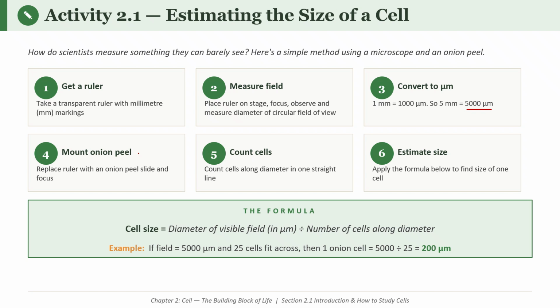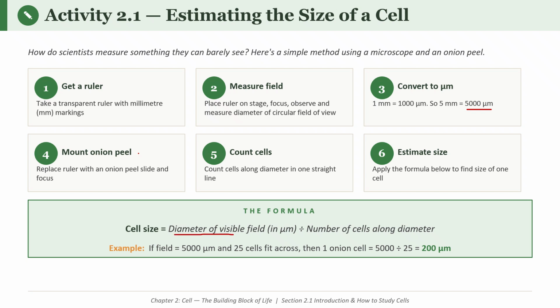Now we have to find the size, so estimate the size of one cell. We have to use one formula. Let us take the field diameter. How much is the field diameter, children? The field diameter is 5000 micrometer, right? How many cells did we see? The number of cells we saw is 25. We have to find the estimated cell size. So cell size is equal to, what is the formula given here? Diameter of visible field. Can you see?